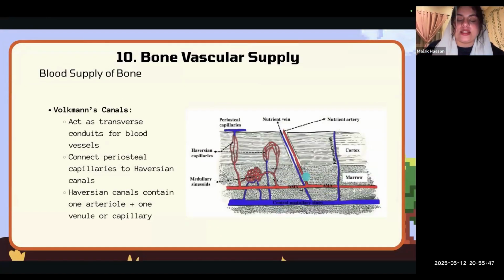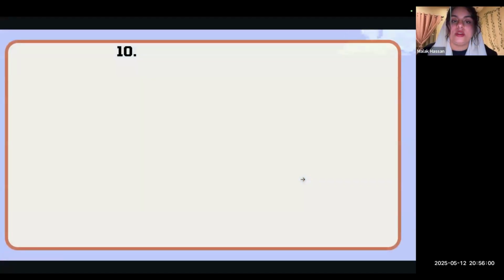As for Volkmann's canals, they act as kind of like transverse conduits for the blood vessels, and they connect the periosteal capillaries to haversian canals. And the haversian canals will contain one arterial and one venule or capillary.